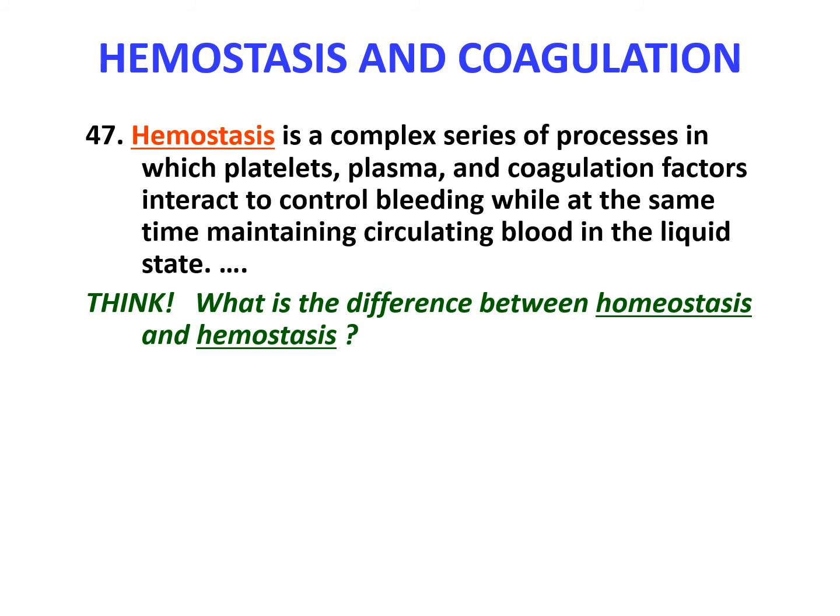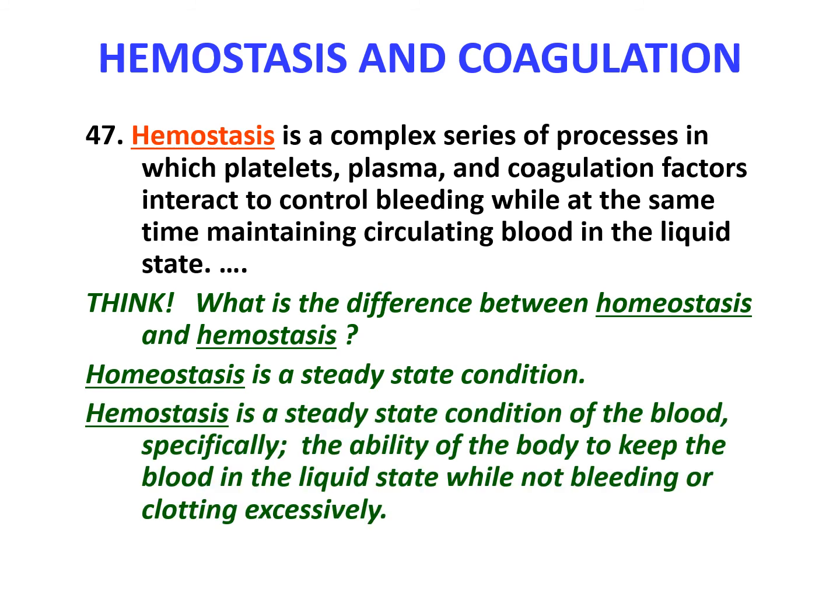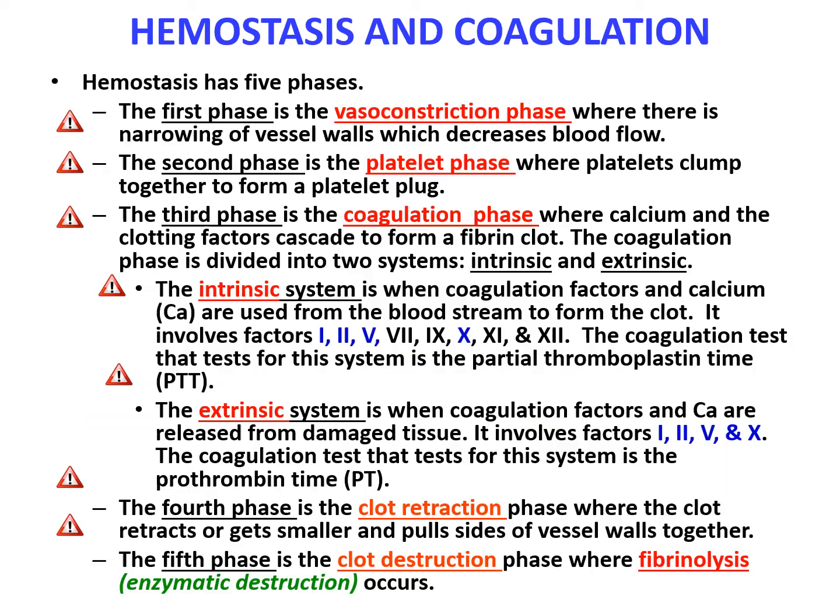So you want to think about what is the difference between homeostasis and hemostasis, right? Again, another reason why medical terminology is so important, right? Homeostasis is a steady state condition of your body as a whole. Hemostasis is a steady state condition of the blood, right? Specifically, the ability of blood to keep the blood in that liquid state while controlling excessive bleeding at the same time. So let's go through the phases, okay? Because we have about 5 phases of hemostasis and coagulation.